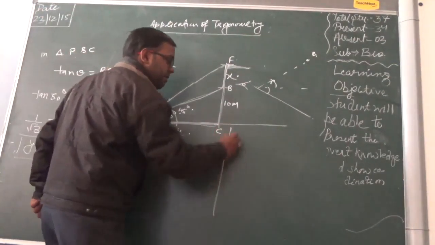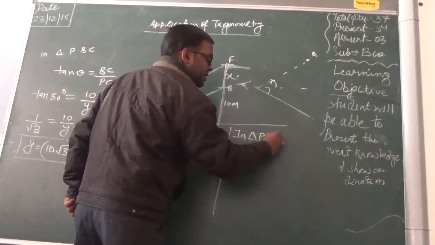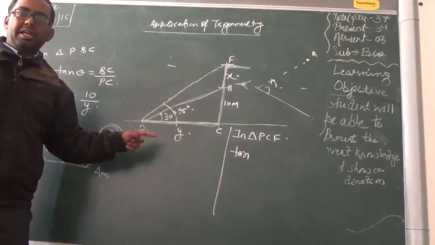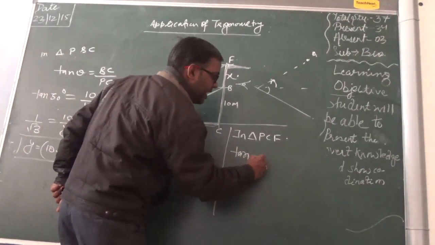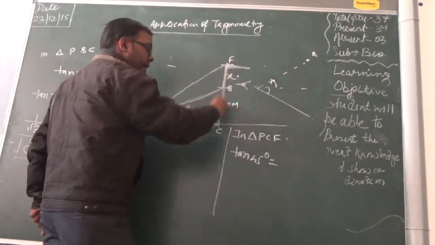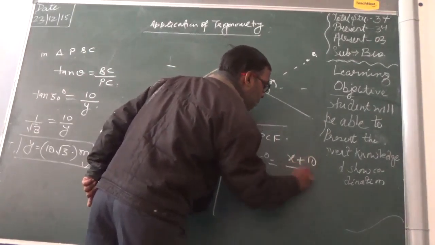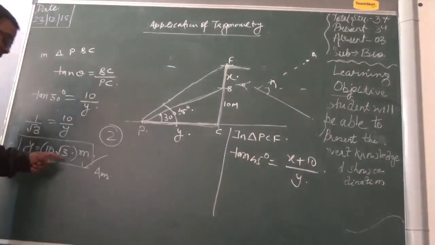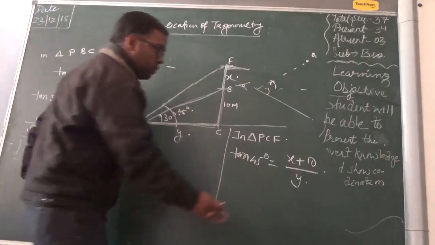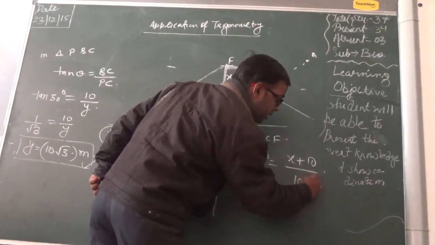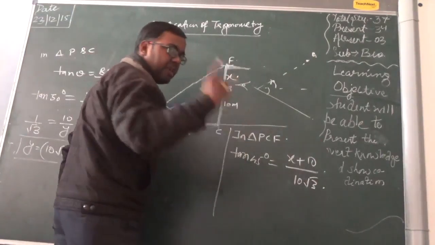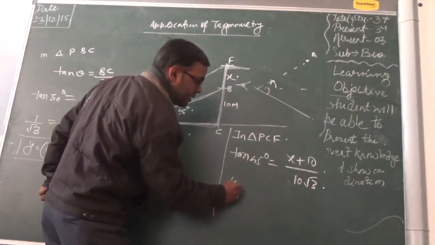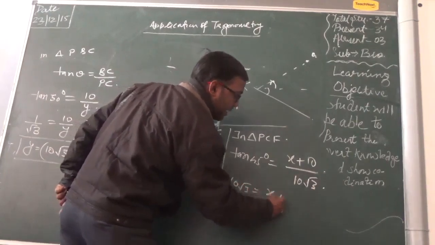In triangle PCF, tan 45 degree equals perpendicular upon base, which is x plus 10 upon base. What is the base? 10 root 3. Yes, correct. We have calculated here that y is 10 root 3, so we can put 10 root 3 here. Now tan 45 equals 1. 1 multiplied by 10 root 3 equals 10 root 3. So the answer: 10 root 3 equals x plus 10.